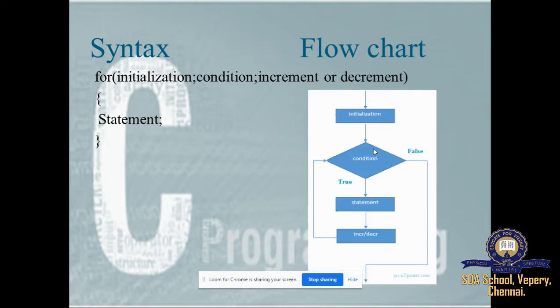Okay, so this is your flow chart. First initialization, then you check the condition, then go for the statements within it. Then you increment. After incrementing, it has to come back to check the condition again. If it is false, it will move out. If it is true, it will execute the statements.